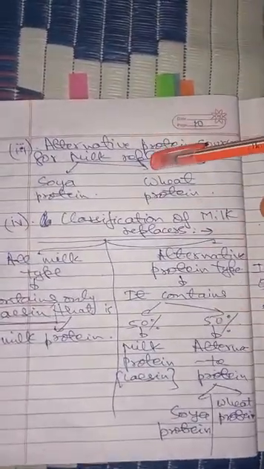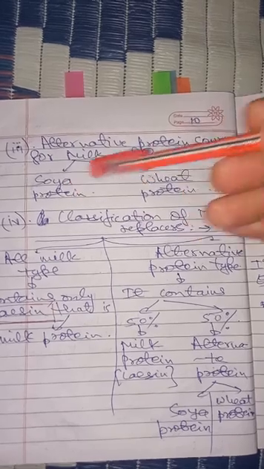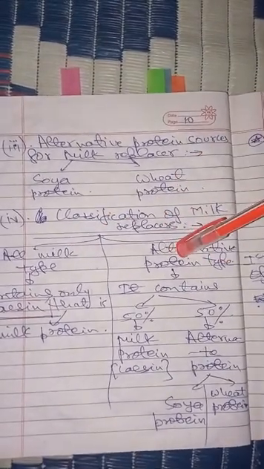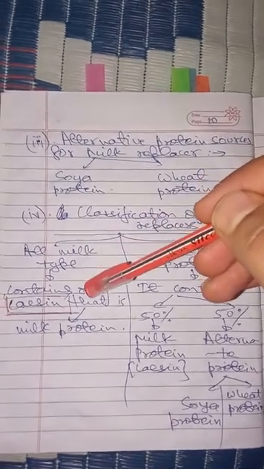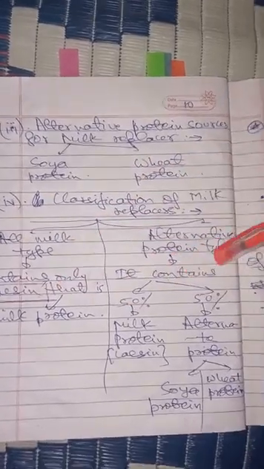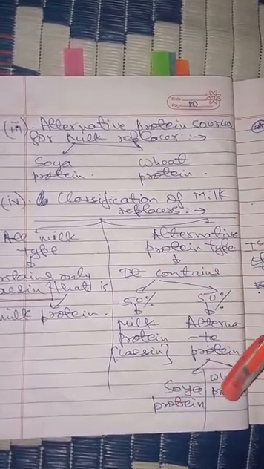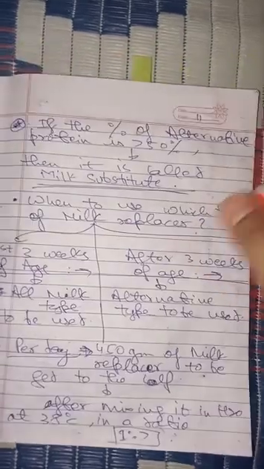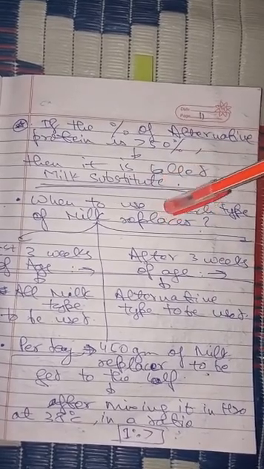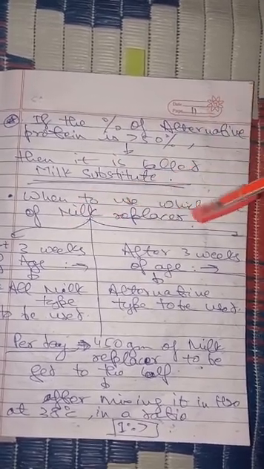Next are alternative protein sources of milk replacer. Sometimes the protein, that is casein, can be replaced by soya protein and wheat protein. The classification of milk replacer: there are two types, all milk type and alternative protein type. All milk type contains only casein, that is milk protein, and the alternative protein type has 50% milk protein, that is casein, and 50% alternative protein, that is soya protein and wheat protein. Easy? Okay. If the percentage of alternative protein is more than 50%, then it is called milk substitute, not milk replacer.